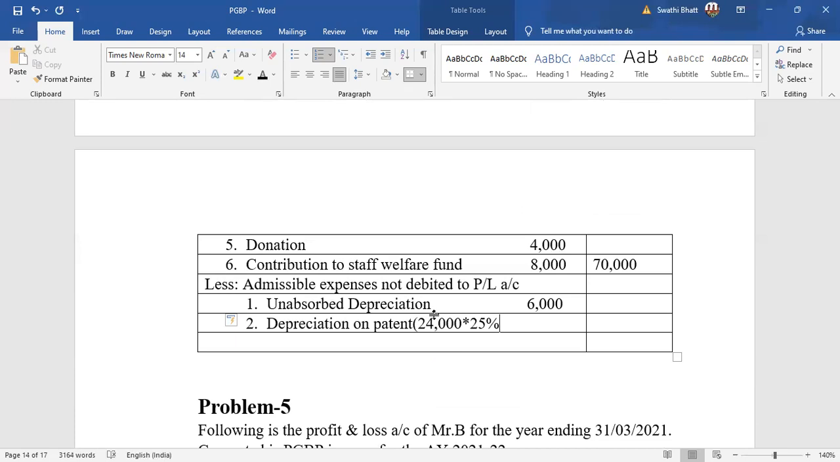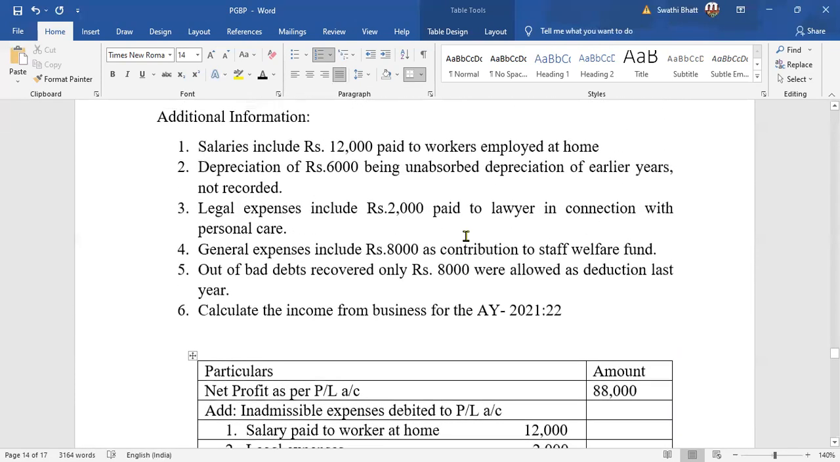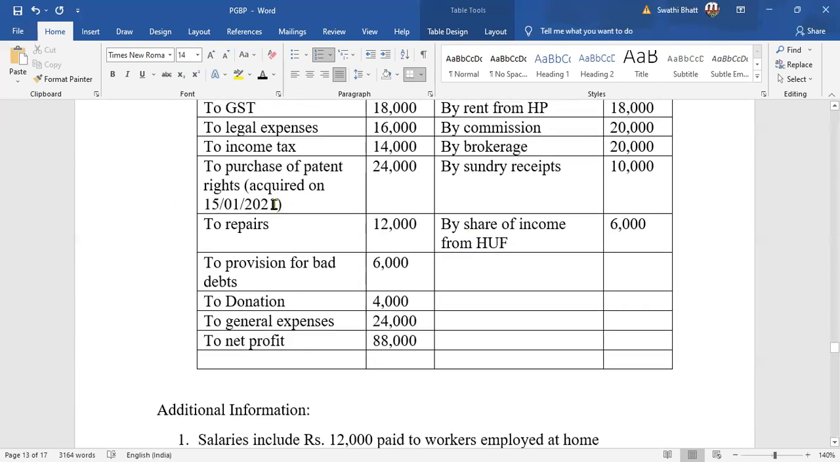You will have to remember the rate of depreciation for different assets. Please watch the depreciation video to know more about this. You will have to calculate 25% depreciation. The next important thing to keep in mind while calculating depreciation is the date on which the asset was acquired. The patent was acquired on 15th of January. From 15th of January till 31st of March, you will have to calculate the number of days.